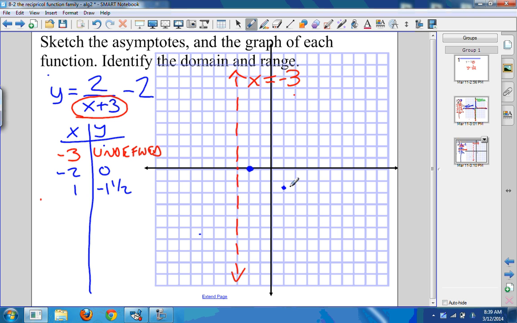All right. Let's see if I put in a really big number. Let's see what happens if I put in 100. We have 100 plus 3. That's 103. 2 over 103 is a really small number. So it's going to be a very, very small decimal. Minus 2, it looks like we're approaching this -2 value, but we're never actually going to touch it. So I'm going to draw in a horizontal asymptote here at -2.